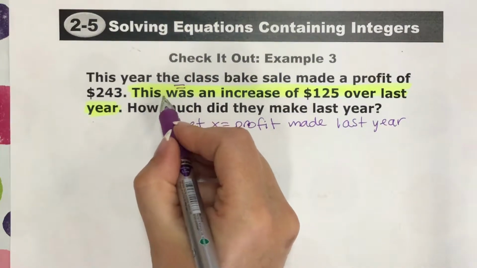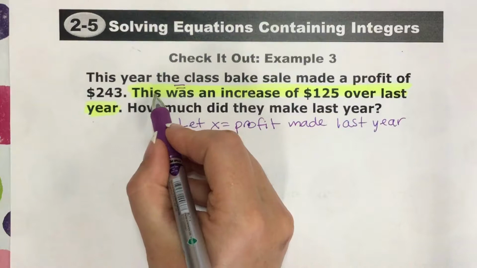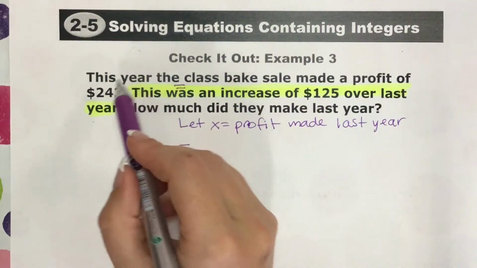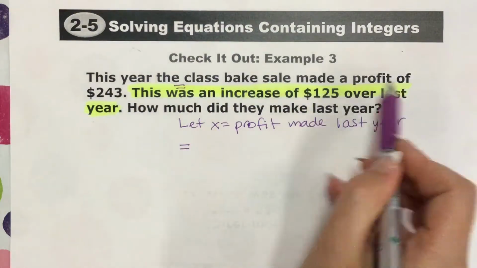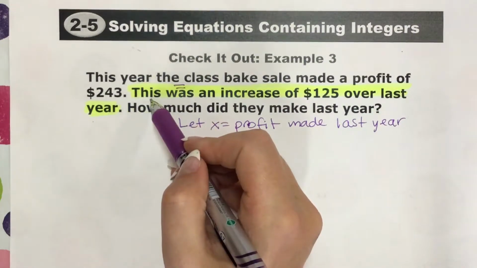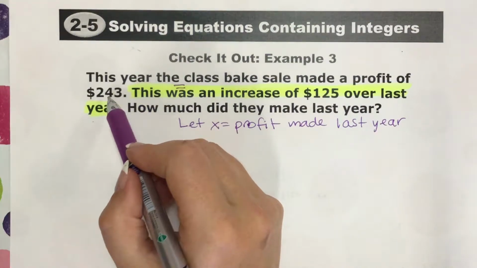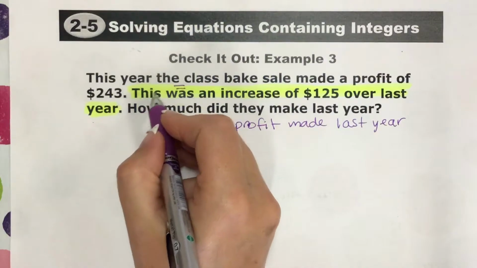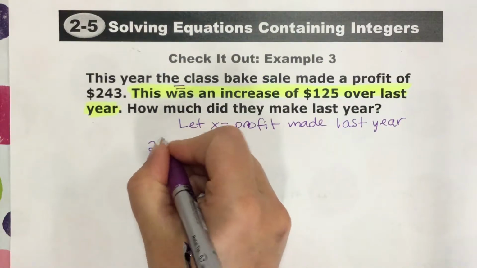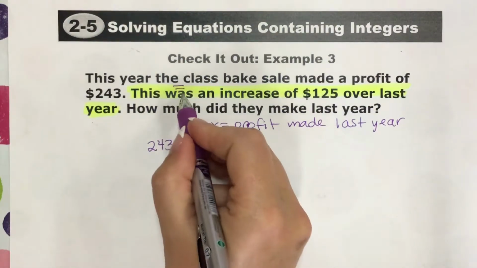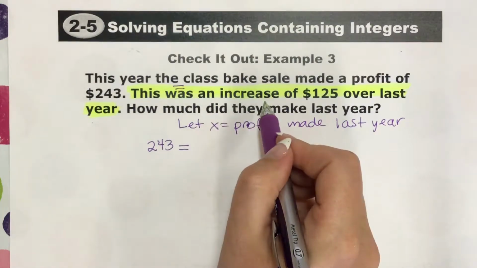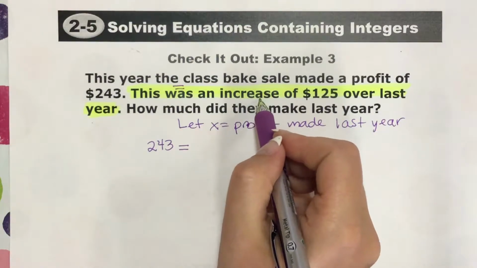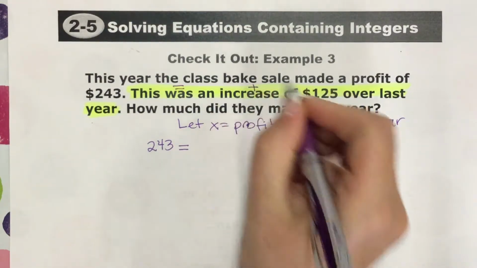Now, on this side of the equal sign, it says the word this. Well, what is this referring to? The word this is referring to the previous sentence. This year, the class bake sale made a profit of $243. So this is referring to the profit that was made of $243. So instead of the word this, we're going to insert 243. Was is equals. An increase means what operation? Increase means addition.